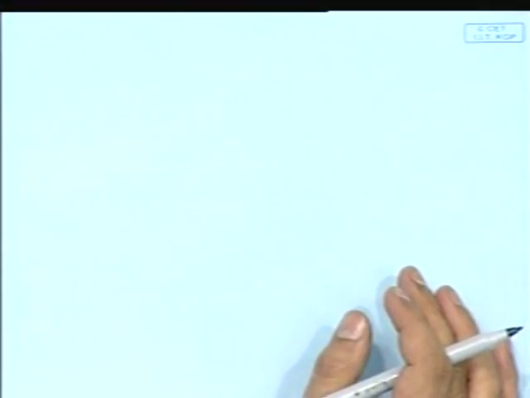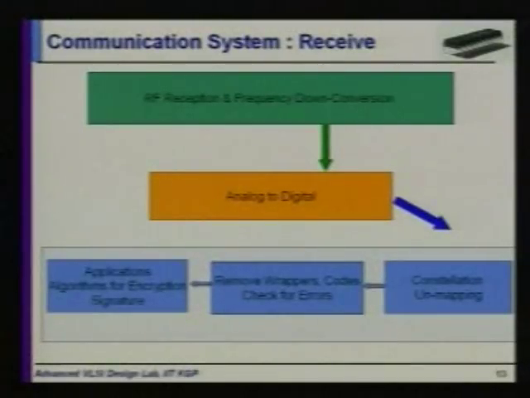So RF reception. Now let's say we have done that. What we do now is at the receiver, we receive it through the antenna, down convert the frequency, analog to digital, constellation unmapping, extract the number of bits, remove wrappers.